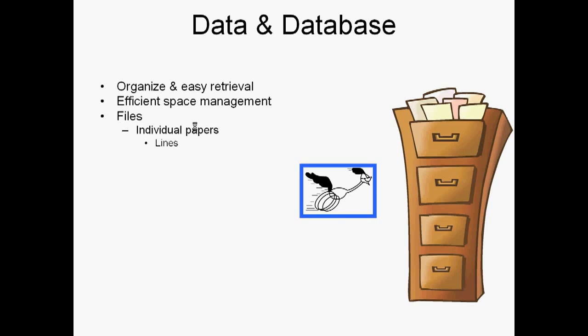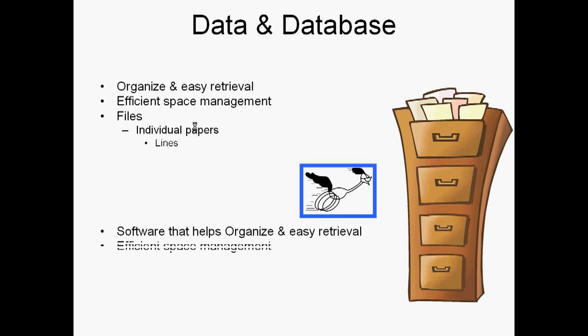Okay, and typically the files are nothing but individual papers with a lot of lines. The same way here, the software helps you to organize and retrieve the data better. Okay, so this is equivalent to the peon, and then obviously efficient space management is there. Instead of files, we have something called tables and rows. Okay, the lines are equivalent to the records.